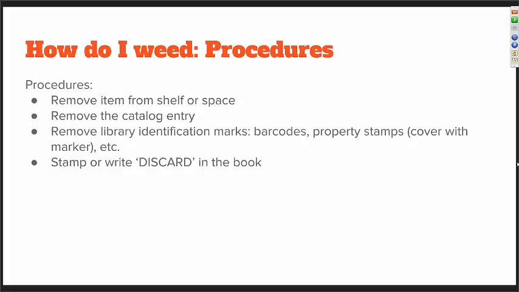And then this is where volunteers and assistants can step in. You need to remove all of the library identification marks, like the barcodes, property stamps. You can cover those with black marker, and any other identifying marks. Take those off. And then you need to write discard, or if you have a discard stamp, you need to stamp that in a couple of places at least.